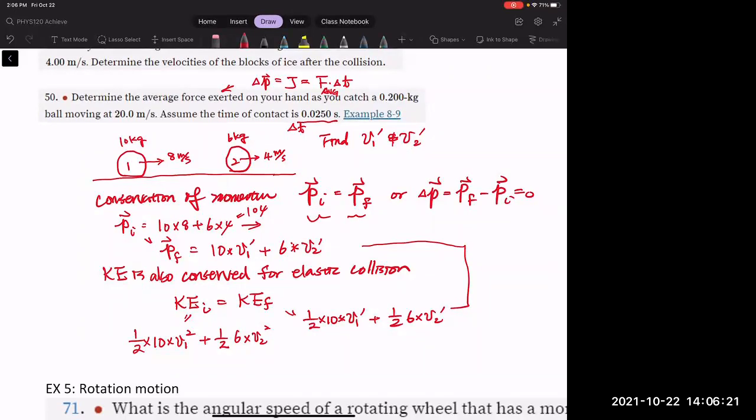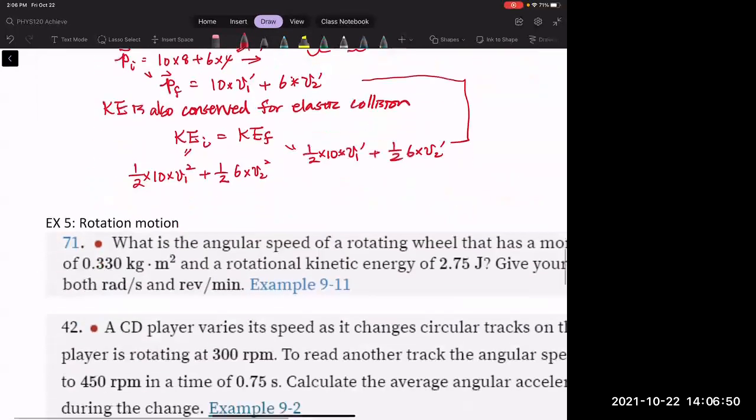If you put that into this equation, this should be equal to m times v, where m is 0.200 and your v is 20 meters per second. That is how you get the change of momentum. This is equal to the average force times the change of time, which is 0.025. And that's how you find F average.